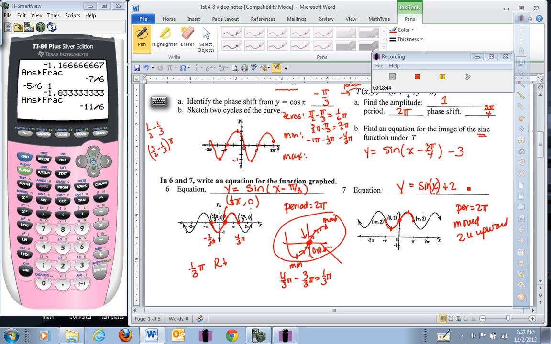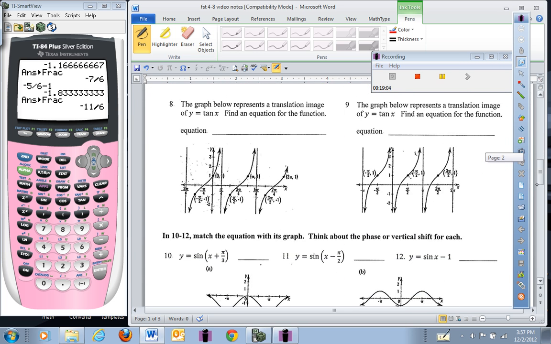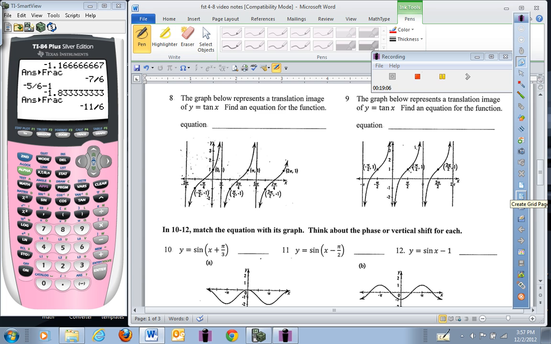Okay, let's try something a lot different now. Let's go to the next page and do the tangent function. Number 8 says the graph below represents the translation image of y equals the tangent of x. And it's a translation image, so it's been moved left or right, up or down. Okay, so find an equation for this function right here. Okay, we're going to notice that these are the asymptotes and they're drawn in with dashed lines.